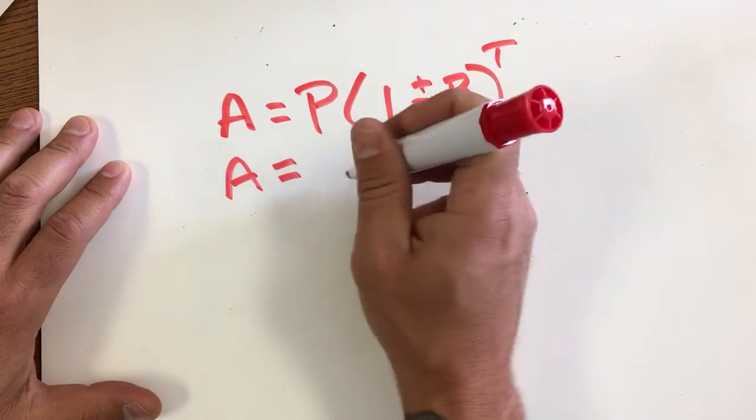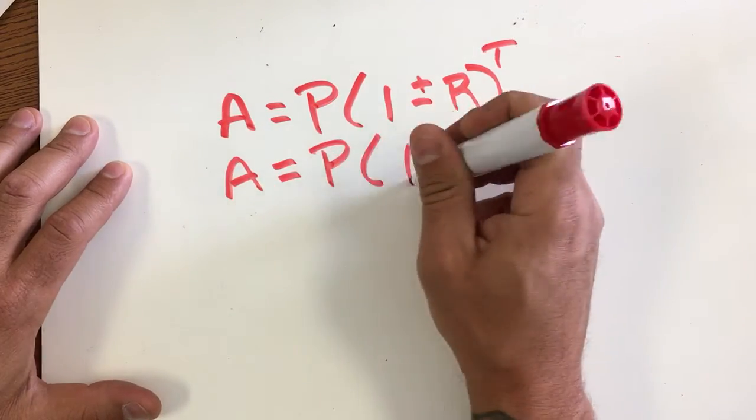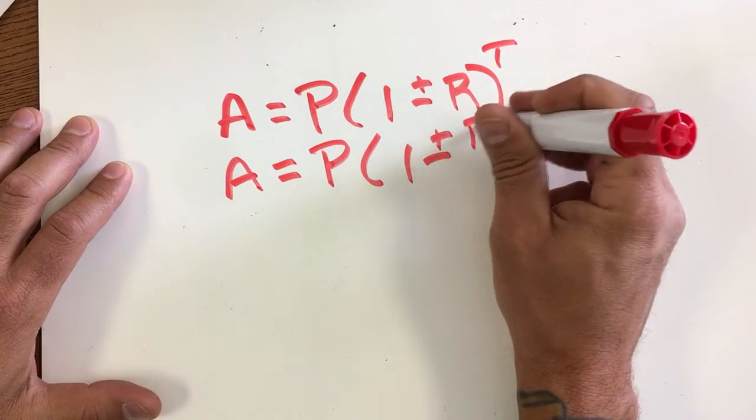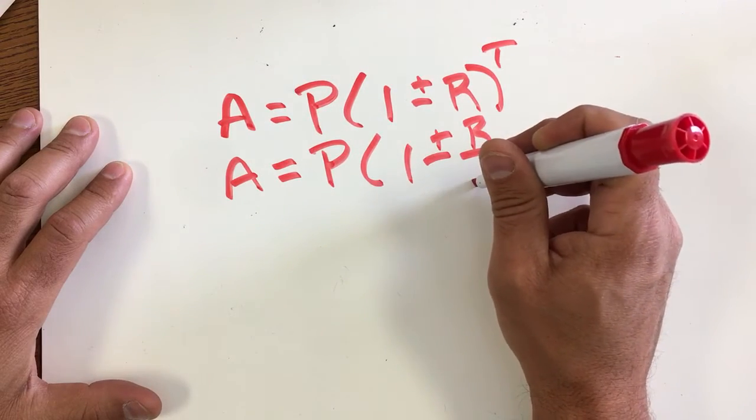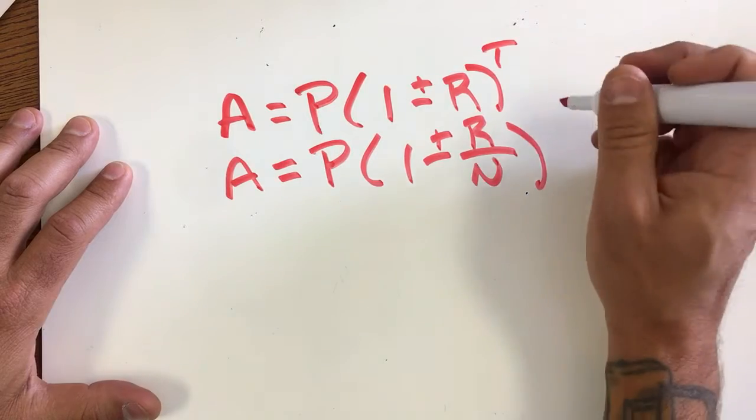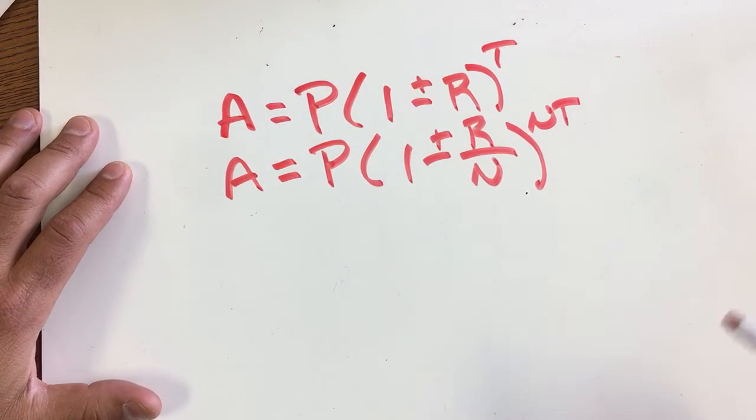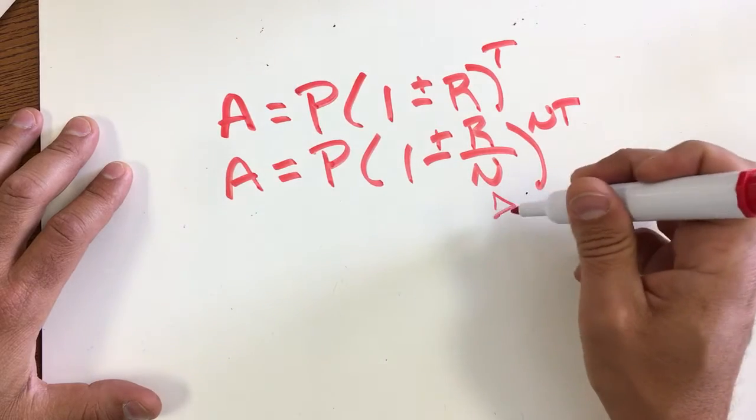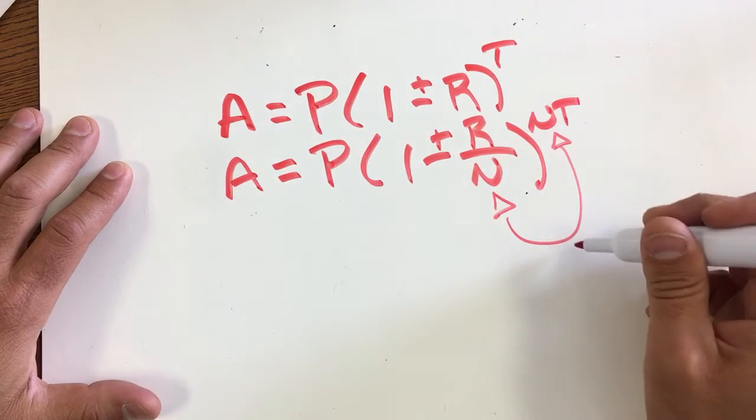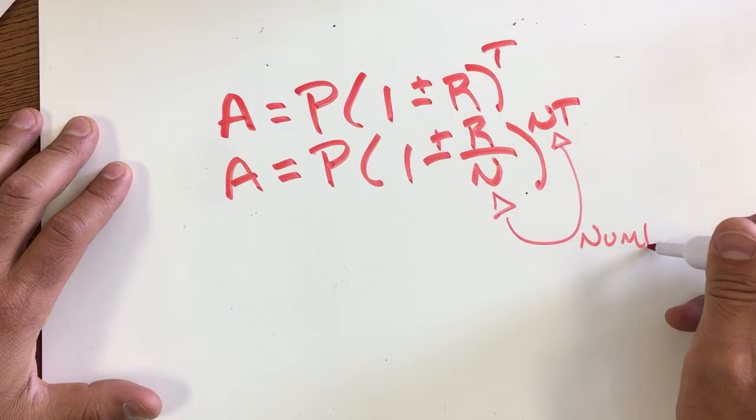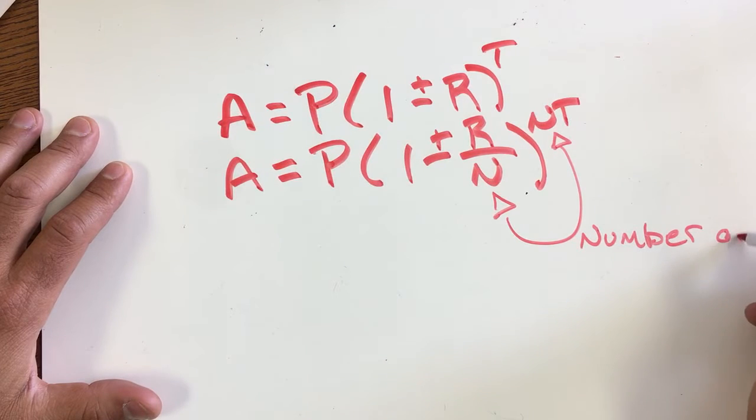And the formula for that is very similar, but now we're dividing the rate by the number of compounding periods, and we call that N. And then we multiply the time by the number of compounding periods. So this N in both of these spots is the number of compounding periods.